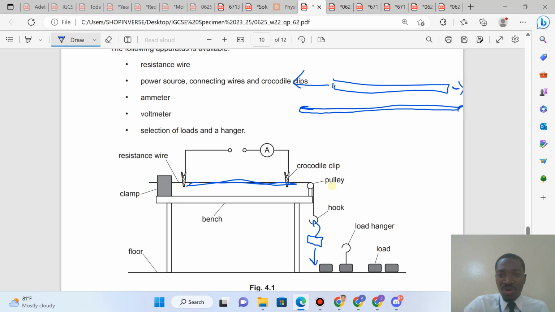And as it becomes narrower, what happens to the resistance? The resistance will increase. Why? Because resistance is resistivity multiplied by length divided by cross-sectional area. So as the length is increasing, the resistance is increasing. Since it is also becoming narrower, that means the cross-sectional area is reducing, and as the cross-sectional area is reducing, the resistance is also increasing.